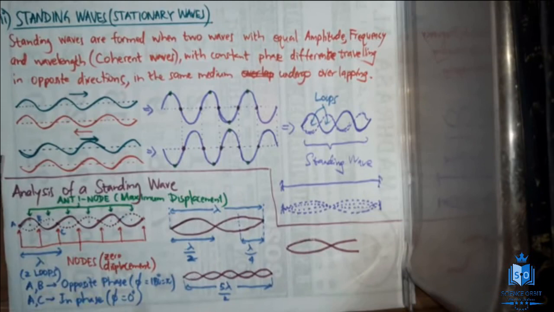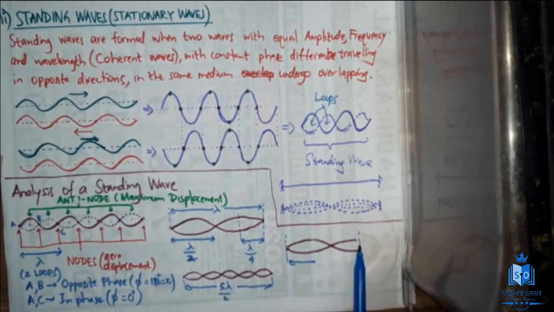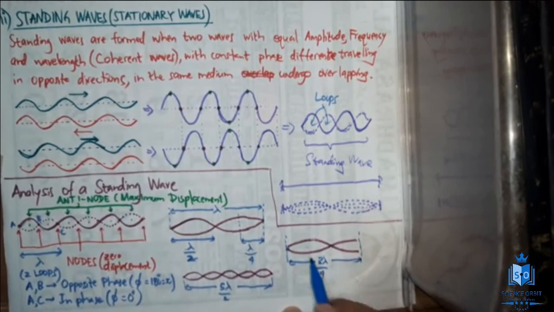So, when you consider this standing wave, what is the wavelength here? This part, this length in terms of wavelength. Now, this is lambda by 2, this is lambda by 4. So, lambda by 2 plus lambda by 4 is going to be 3 lambda by 4, half and quarter, 3/4. Okay. So, that is the summary of identifying the wavelength.